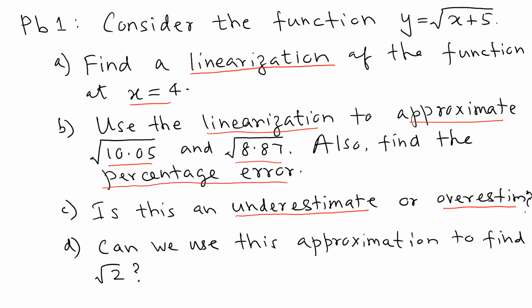And the last part asks, can we use this same approximation to find the value of the square root of 2? You may wonder what the problem is here. Because we always say that when you use the linearization, you want to make sure that you stay close to the point x equals 4. So that may be the problem we have here. Let's see how we can solve this problem now. We go one by one.